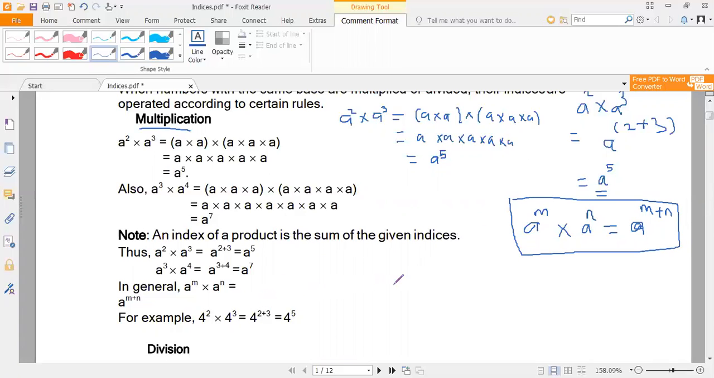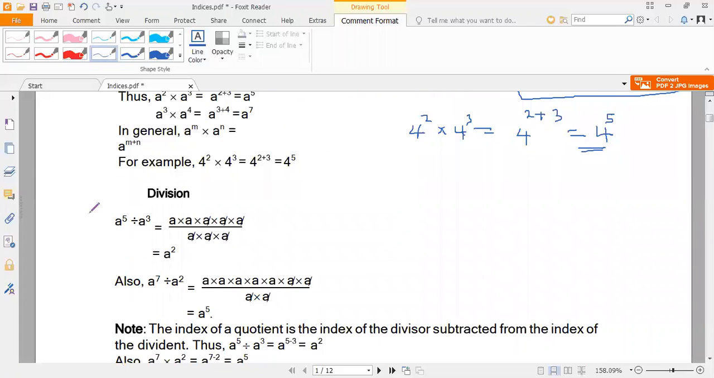An example is when you are multiplying 4 squared with 4 cubed. So what we do, keep the base which is 4 and then add the powers. So we shall end up with 2 plus 3 and the answer will be 4 to the power of 5.